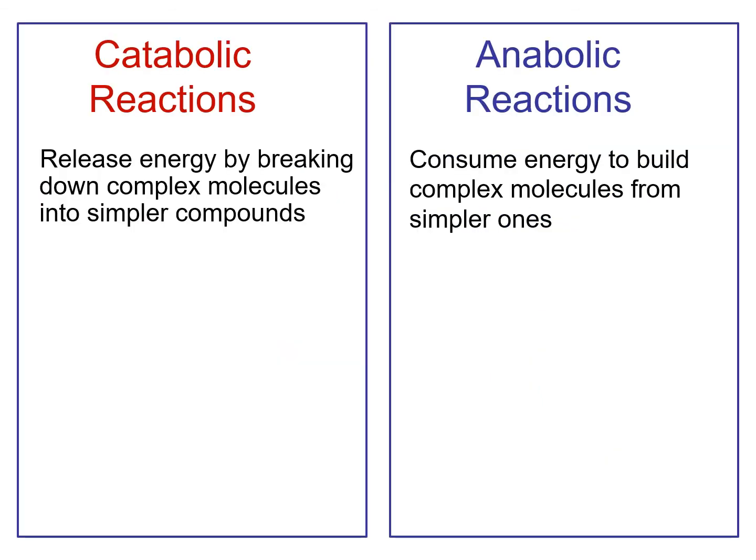So again, catabolic reactions release energy by breaking down complex molecules into simpler things, and anabolic reactions consume energy to build complex molecules, because your cells have to build proteins and DNA and so on. And also your cells store energy for use later. So manufacturing triglycerides, for instance, your fat cells, your adipose cells, store a lot of energy as fat.